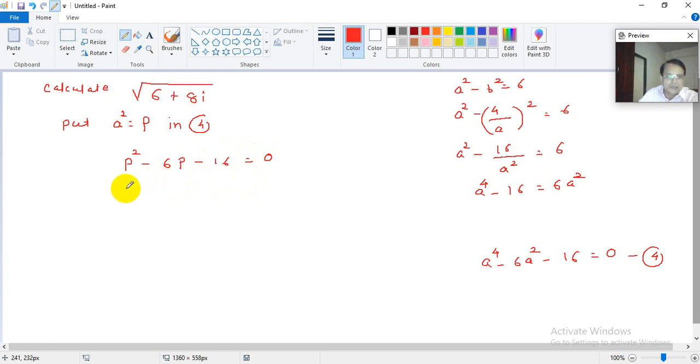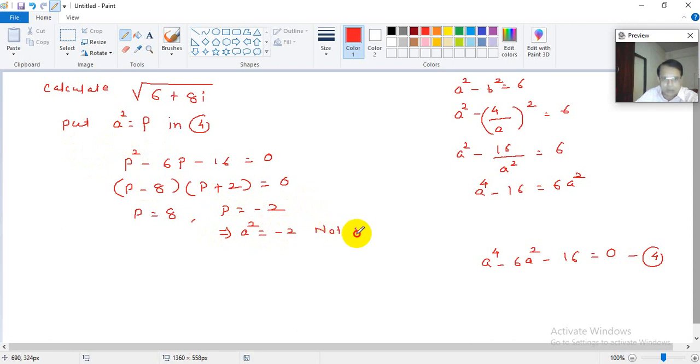p squared minus 6p minus 16, you know, you can factorize it as p minus 8 and p plus 2. This is 0. But that means what? p is equal to 8, p is equal to minus 2. But p is a squared. A squared cannot be negative. This is a real number, and the square of that cannot be negative. So what does this imply? This implies a squared is equal to minus 2. Not possible. A squared cannot be negative because the square of a real number is always positive. So p is equal to 8 is the answer.